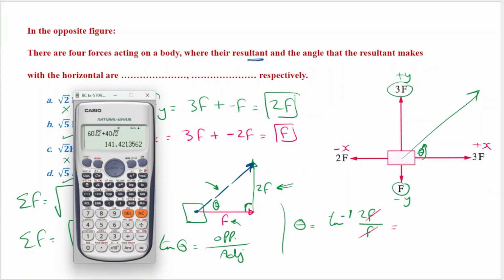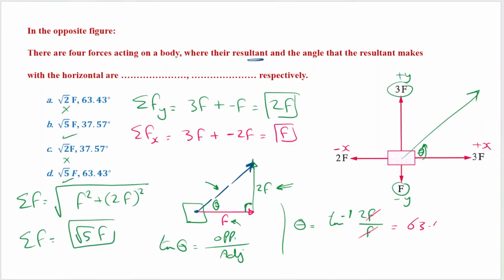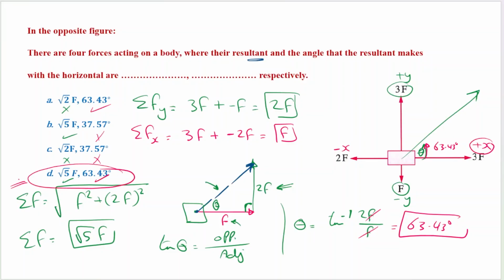You will use your calculator: shift tan of 2. So the angle is 63.43 degrees. This means that the resultant force is making an angle of 63.43 degrees with the positive x-axis. So this is right, wrong, wrong, right. So the correct answer is number D.